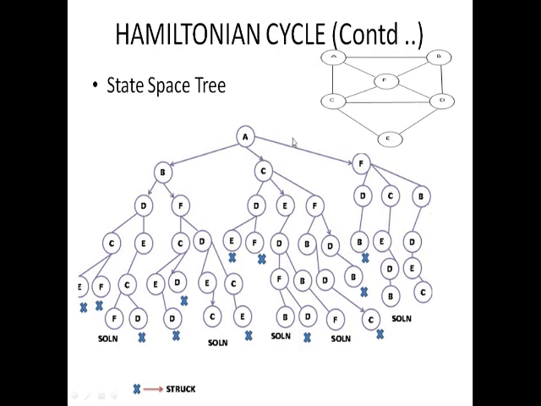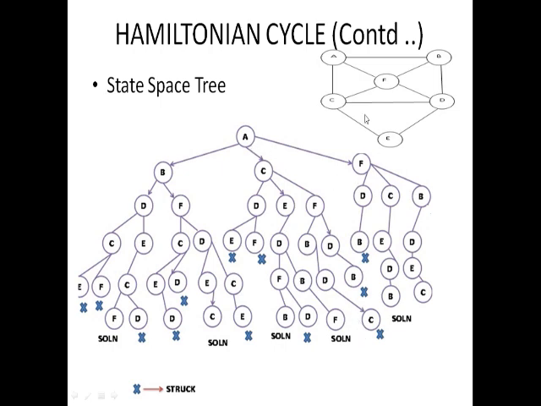The next path is A is connected to C. C is connected to F. So A, C, F, B, D, C. Here we have reached C, but the drawback is that we have node C which is already visited. That node should not be considered.